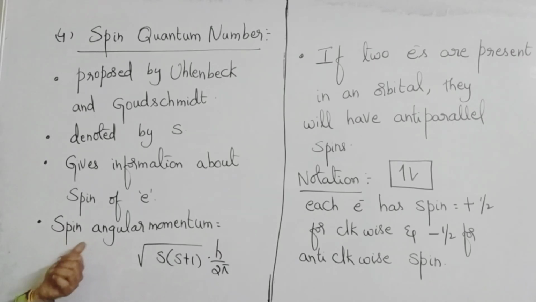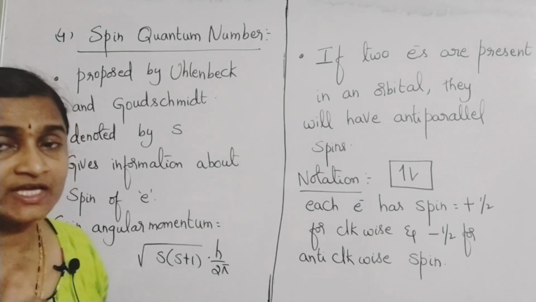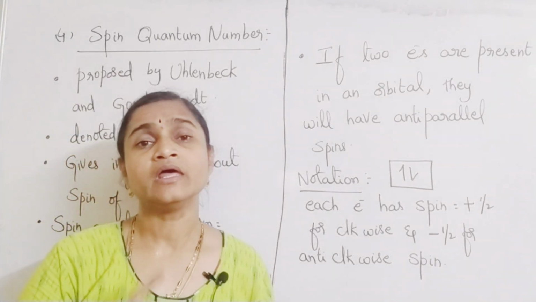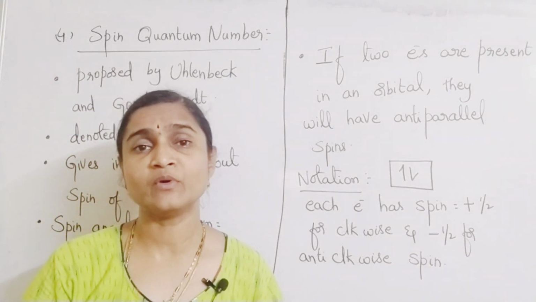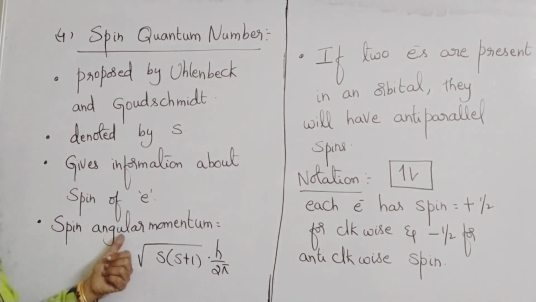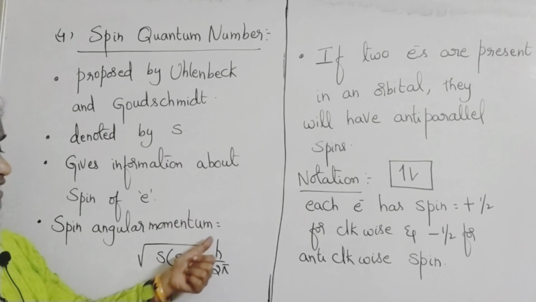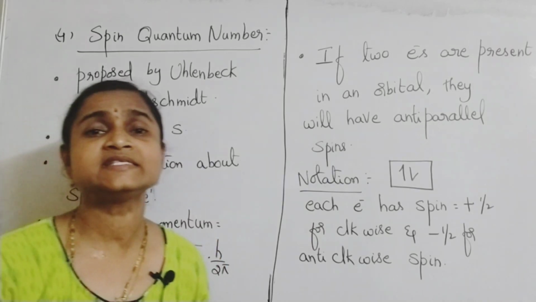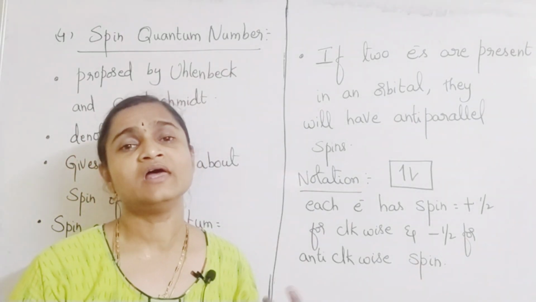What is the spin angular momentum? When an electron is revolving in its own axis, then it will possess angular momentum. Then that you call it as spin angular momentum, and it is given by the formula root s into s plus 1 into h by 2 pi. Here s is called as the net spin of electrons.